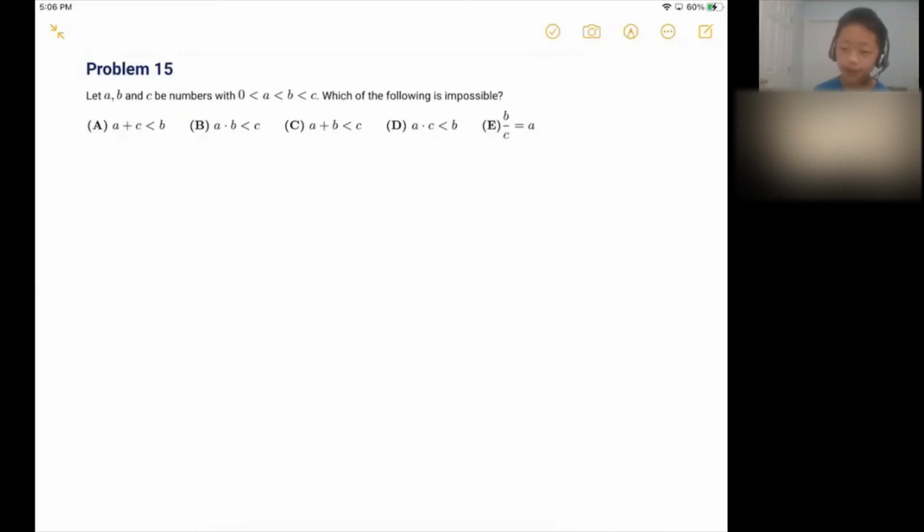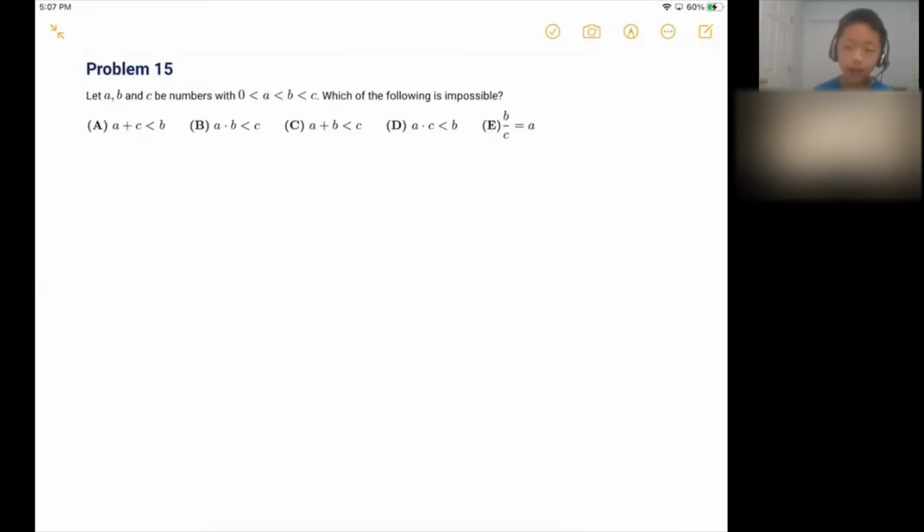For these kinds of questions, we know this is a multiple choice test. The AMC 8 is a multiple choice test, so you want to take advantage of the answer choices. A very common question style is which of the following is possible, or which of the following is impossible, like in this case, or which of the following is an example of this. So in this case, we want to know which of the following is impossible.